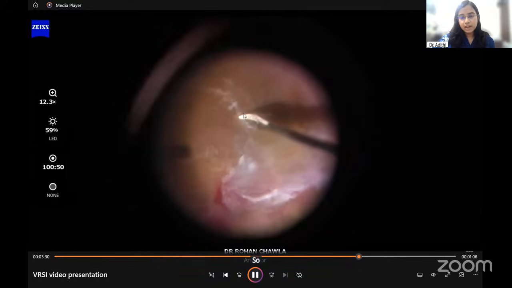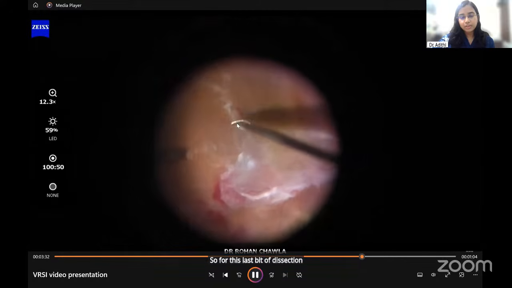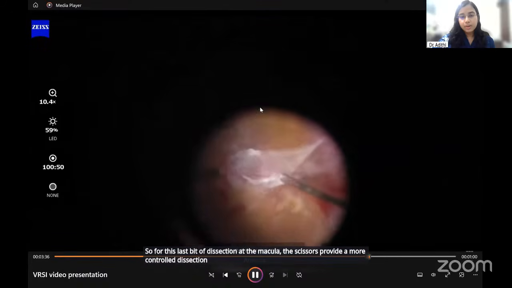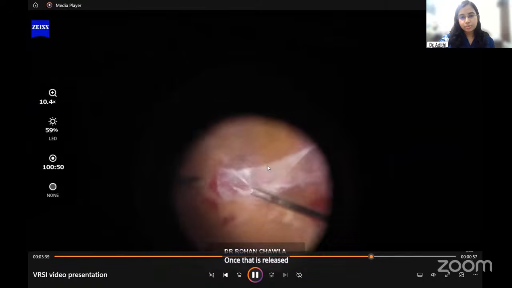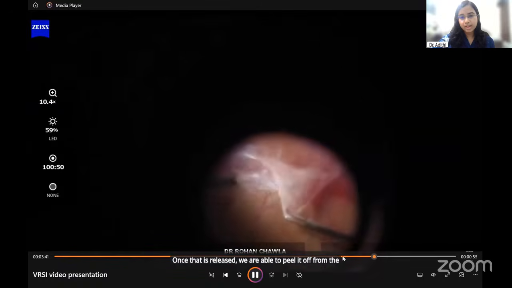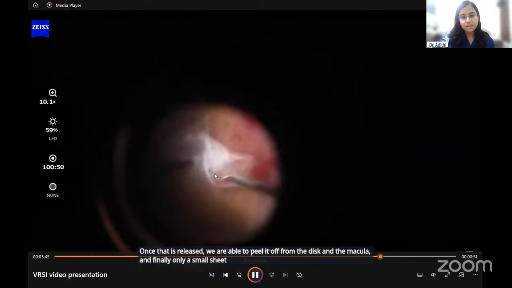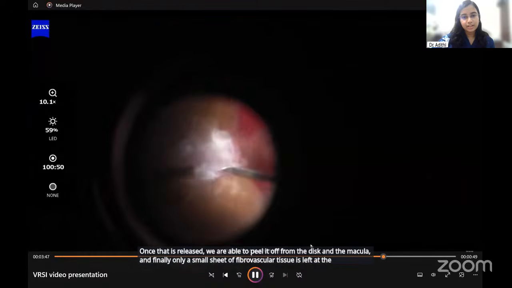So for this last bit of dissection at the macula, the scissors provide a more controlled dissection. Once that is released, we are able to peel it off from the disc and the macula. And finally, only a small sheet of fibrovascular tissue is left at the superotemporal arcade.